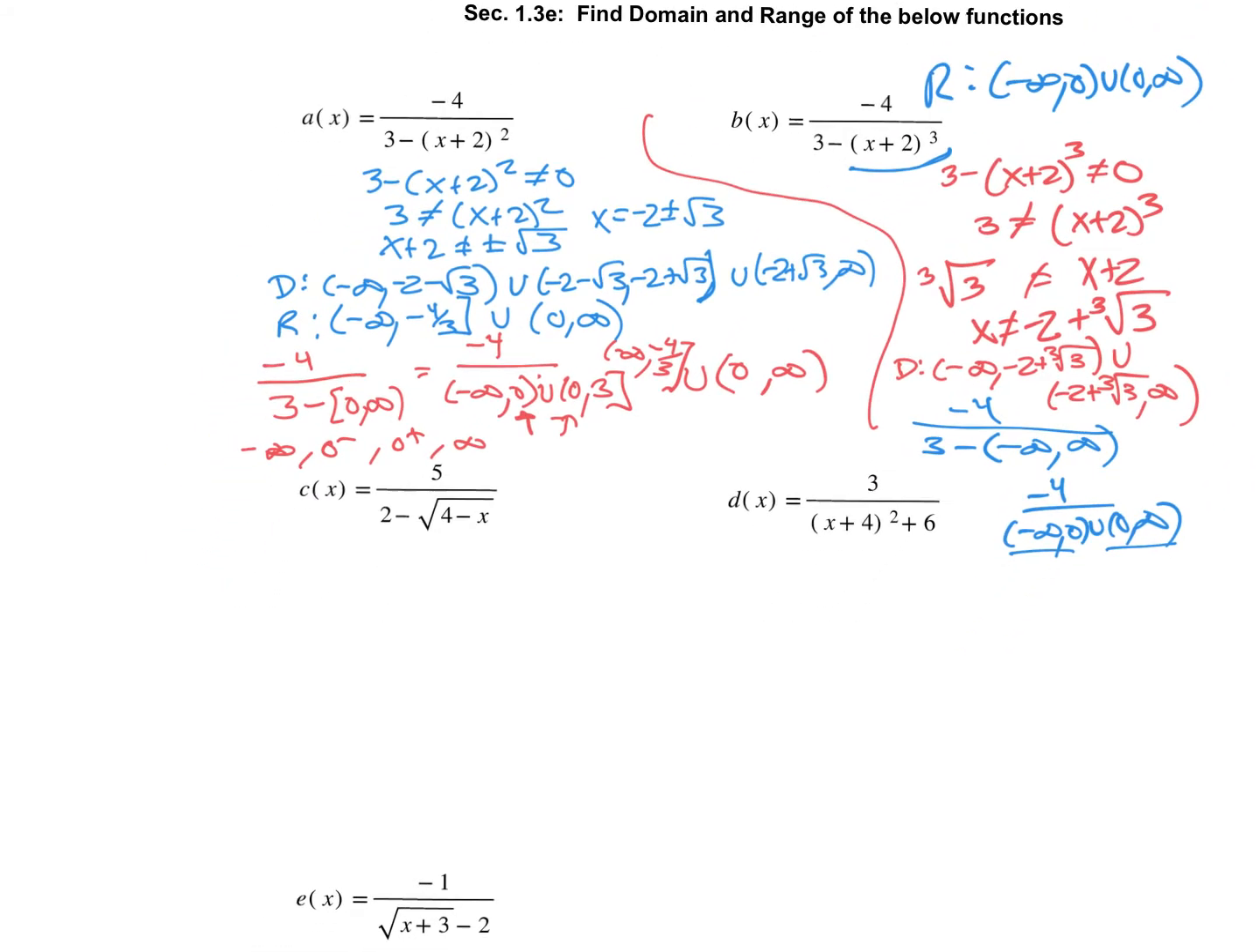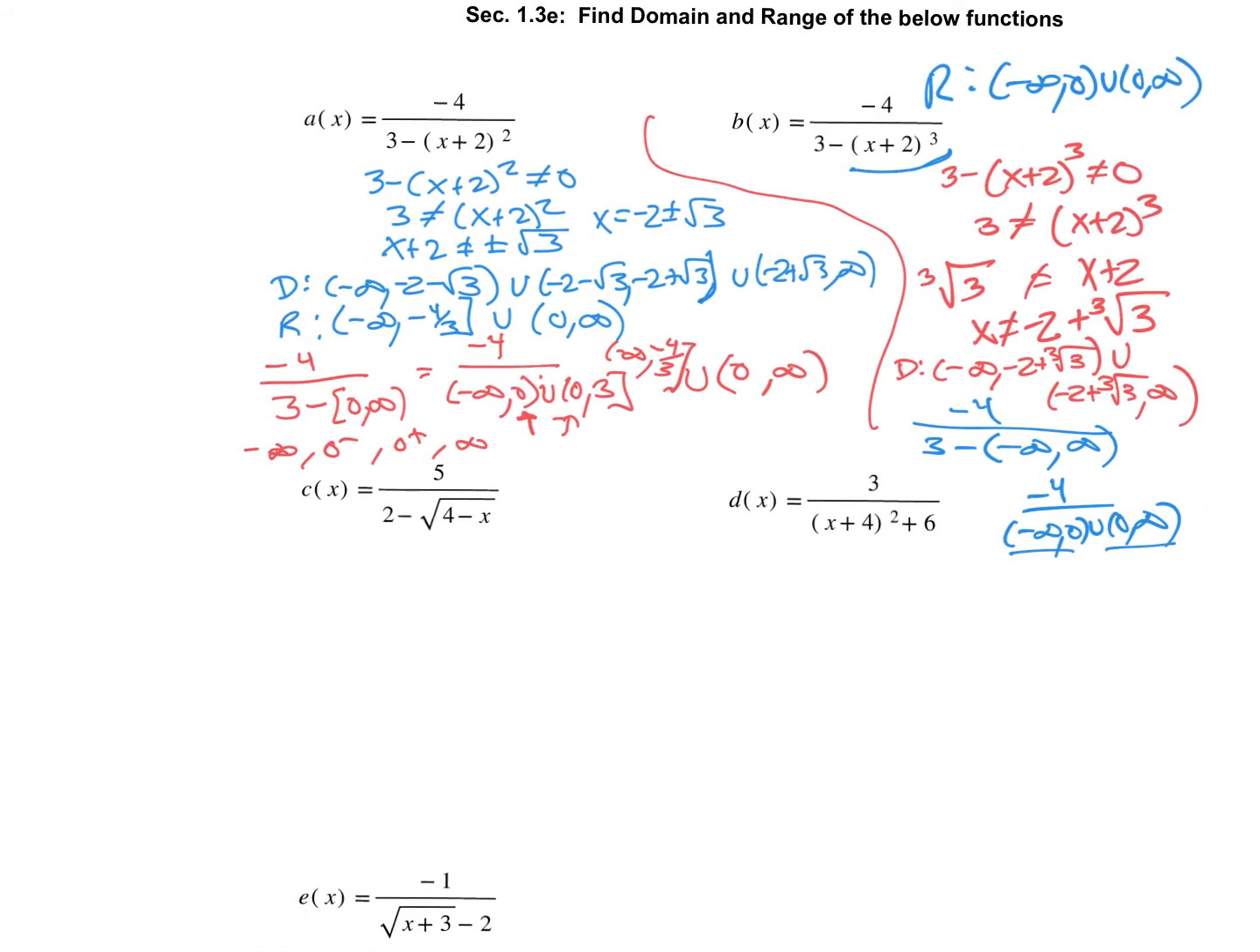Okay, so now let's look at C of x. So for C of x, a few things when I think about the domain here. I know that the denominator can't be 0, and I can't take a square root of a negative. So a lot of things going on. So 2 minus square root of 4 minus x cannot be 0, and I need 4 minus x to be greater than or equal to 0.